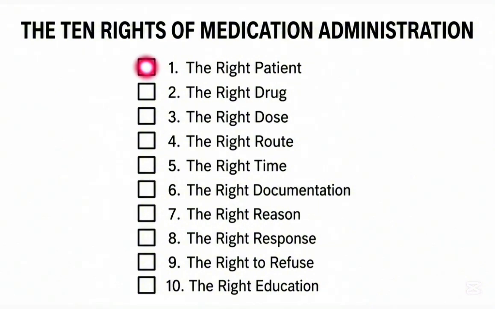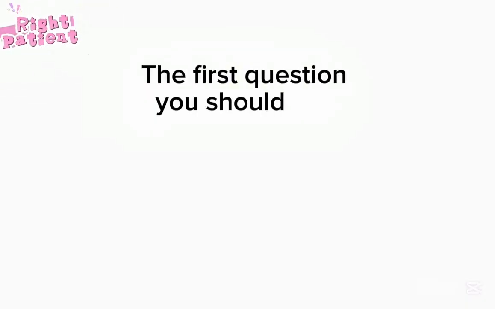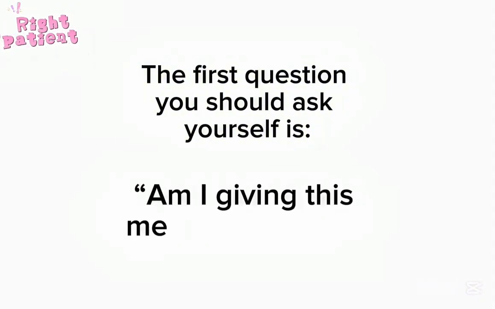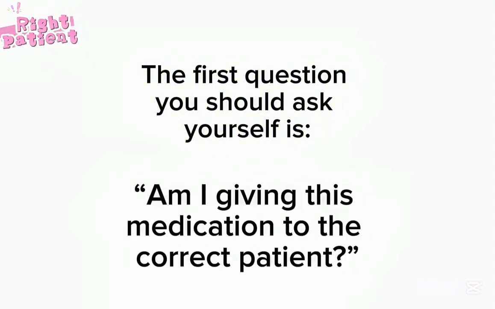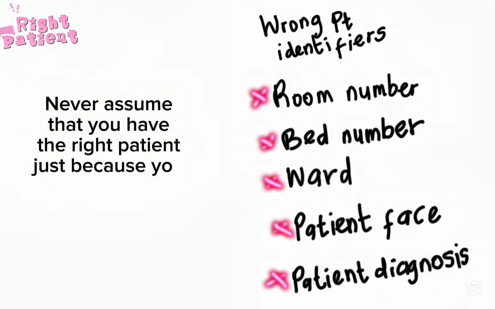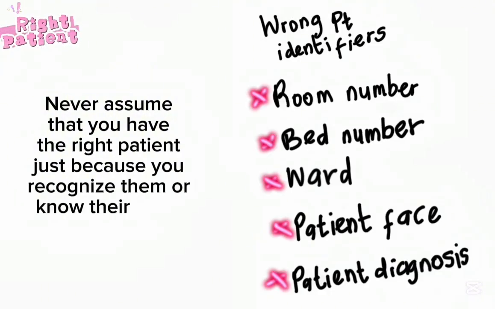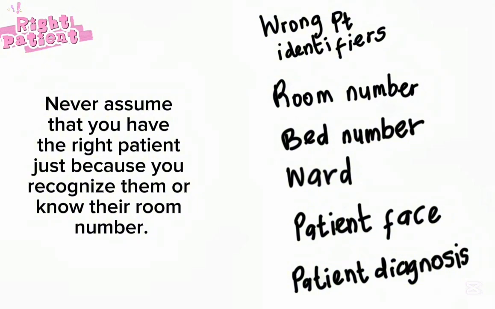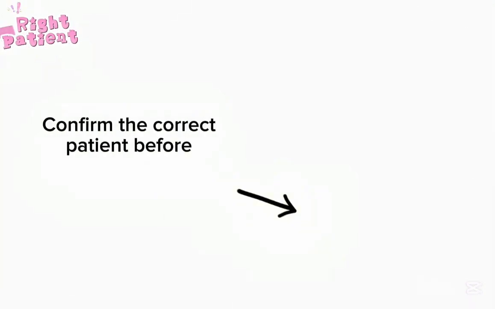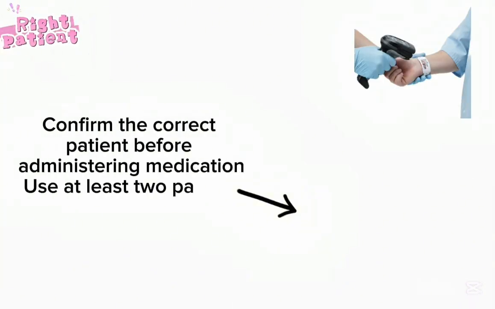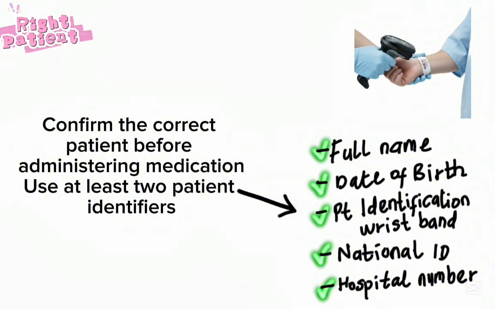Firstly, we'll be looking at the right patient. Before administering any medication to a patient, you should first ask yourself this question: am I giving this medication to the correct patient? Never assume you have the right patient just because you can recognize their face or you know their room number. Always use at least 2 identifiers, such as the patient's full name or date of birth, and always compare them with the medication order.